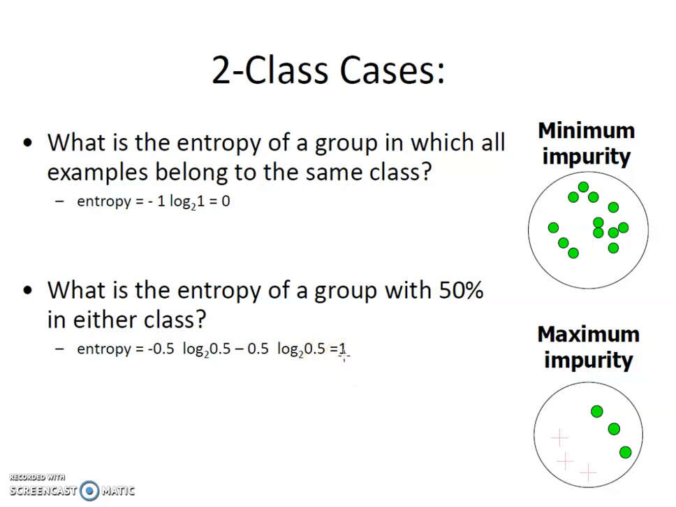So this helps us infer that when a class has minimum impurity, the entropy value is low, 0. When the class has high impurity, both the labels have equal distribution, then it has high entropy, 1.